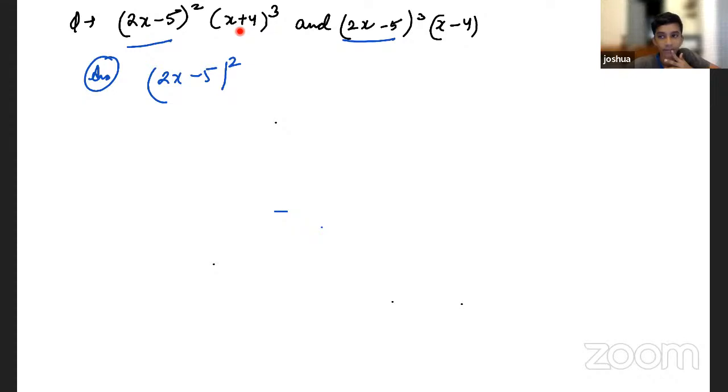Here there is plus, and here there is minus. They are not the same, so they are not common, so I will not write any common part. Understood? So this is the HCF.